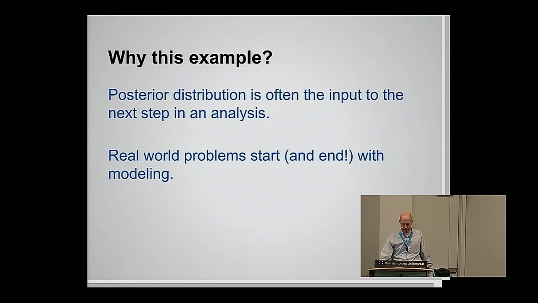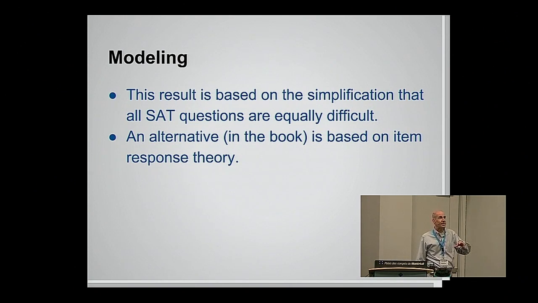We made some simplifications. In particular, the SAT is designed so that not all the questions are equally difficult. So I started this by saying that every person has some probability of answering an SAT question correct. That would be fine if all the questions were equally difficult, but they're not, and they're not supposed to be. There is an alternative to this, and so one of the things that I wanted to do in the book is an example of a modeling process where you start with some simple assumptions, you get a result, and then you want to know how reliable that result is. One way to do that is to try a more complex model and see whether your results hold up.